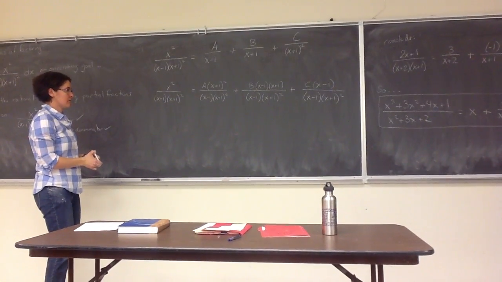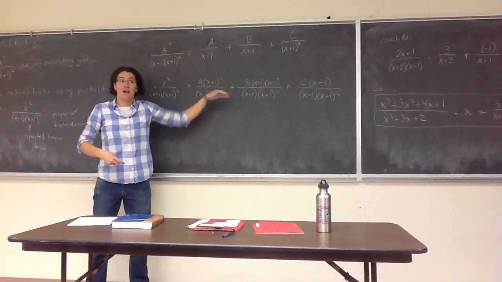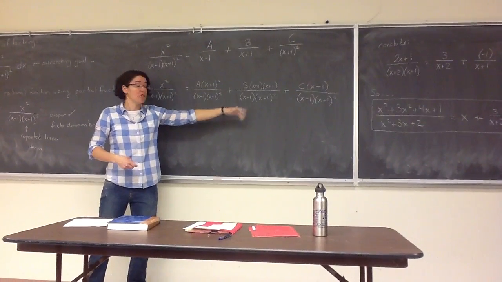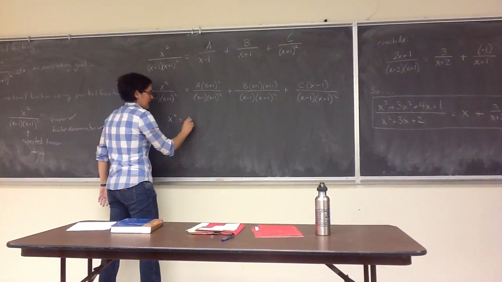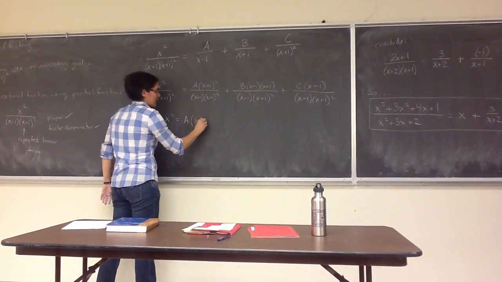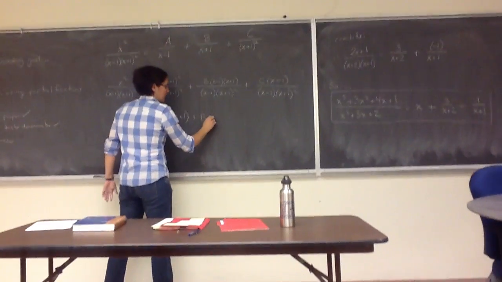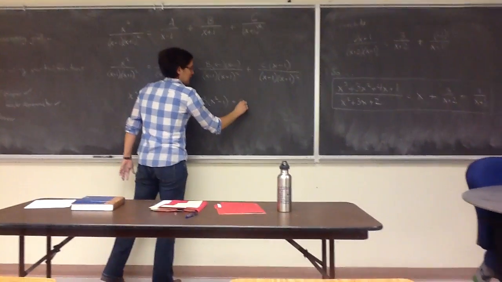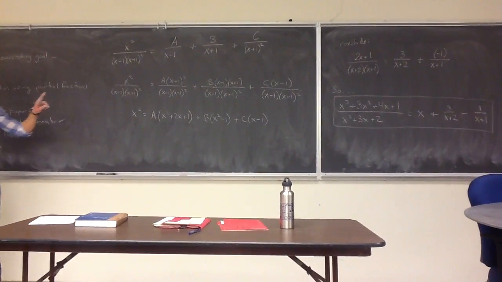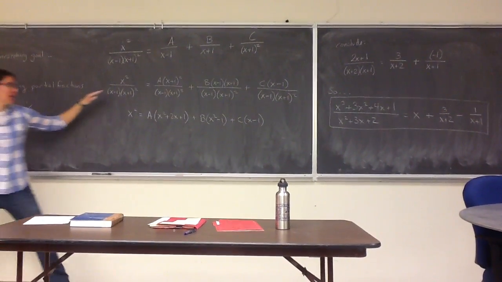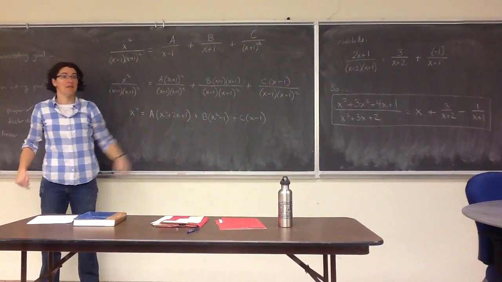Okay. Common denominator, I can combine all my terms on the right-hand side. I can then clear out the denominators, which leaves me with an x squared on the left side. On the right side, we've got a times x squared plus 2x plus 1 plus b times x squared minus 1 plus c times x minus 1. And I did two steps there at the same time. I combined my fractions on the right side and then I cleared out the denominator. And I expanded out some of my terms.